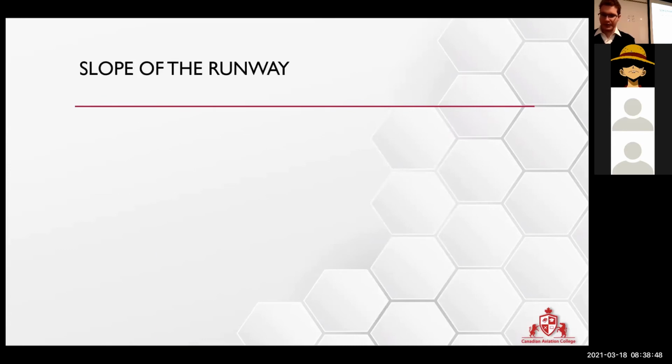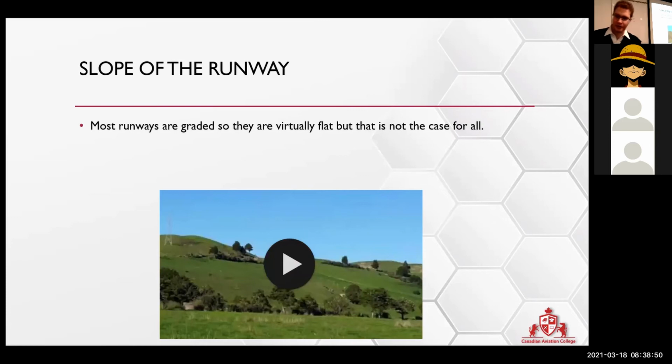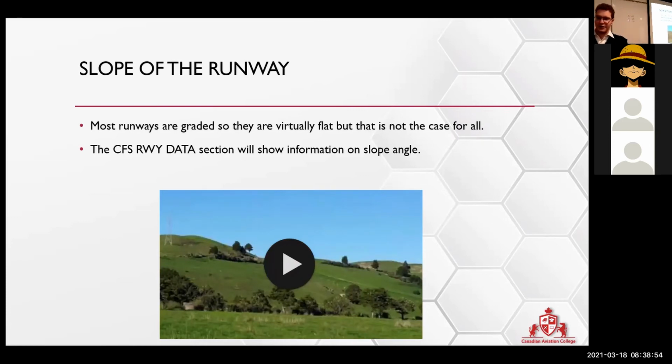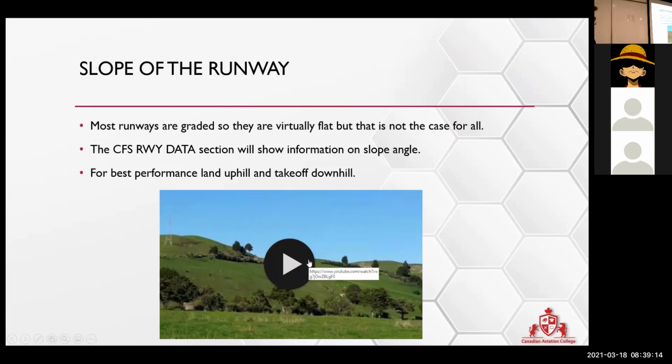Slope of the runway. Most runways are graded so that they are virtually flat, but that's not the case in all instances. All right, in the CFS, you will have the runway data that will show you if there's a slope or not. And best performance will be to land uphill and to take off downhill. All right. And there's a short little video here that I'm going to try and play out. We don't need a voice for that.